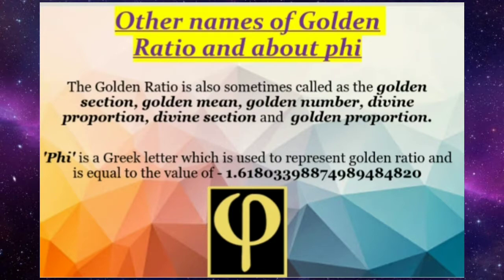Other names of the golden ratio and about phi. The golden ratio is sometimes called the golden section, golden mean, golden number, divine proportion, divine section, and golden proportion. Phi is a Greek letter which is used to represent the golden ratio and is equal to the value 1.6180.